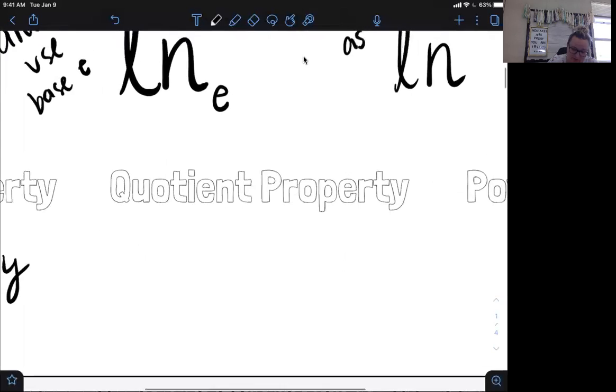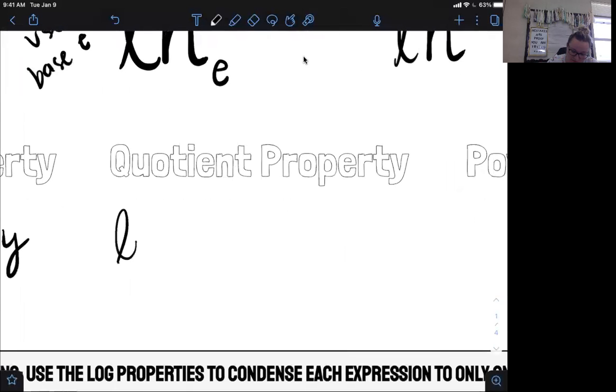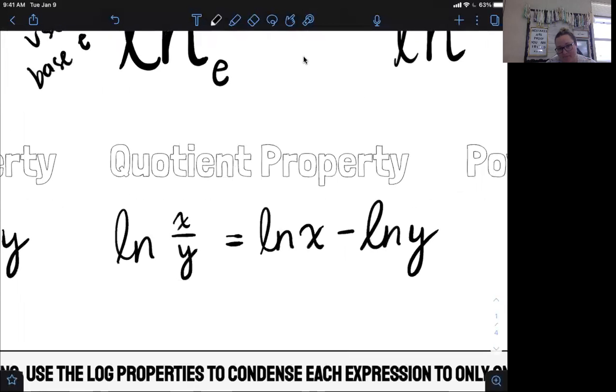Same for the quotient property. It's still the same idea, just with the natural log. So the natural log of x divided by y is the same thing as the natural log of x minus the natural log of y.